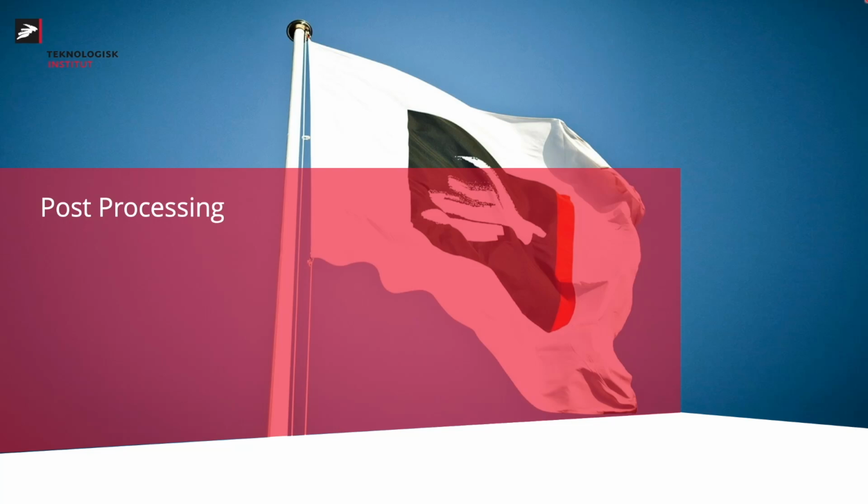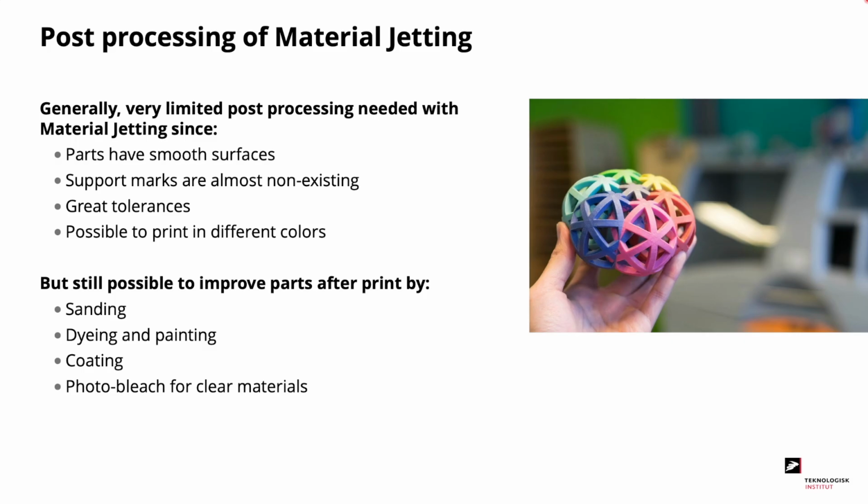Before we have the finished part in our hand, we need some post-processing, and that's what we're going to look at here. In general, you need very limited post-processing for material jetting, and that's because the parts already have a smooth surface. The support marks are almost non-existing, you have great tolerances, and it's possible to print in different colors. However, it is still possible to improve the parts after printing. For instance, you can do that by sanding them, you can use dyeing or painting, you can use coating, or you can photo bleach for clear materials. I'll cover these processes individually in the next couple of slides.